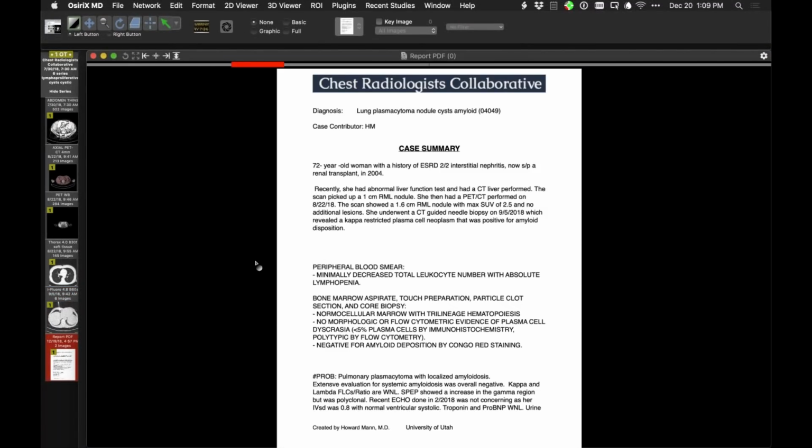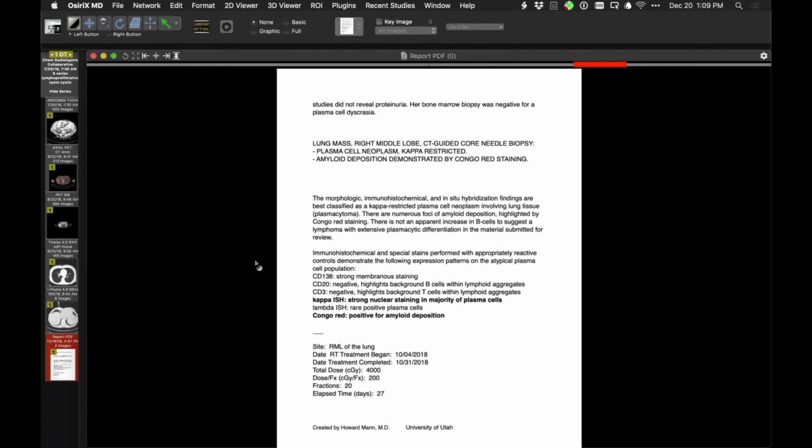So that nodule is basically plasma cells, described as a plasmacytoma, but it's a focal collection of plasma cells. And there's no amyloid as such, but it is a plasmacytoma. Oh, it says with localized amyloidosis. Excuse me. So there's no findings of systemic amyloidosis. Right there, kappa restricted. So the complex of findings here again is very nice.